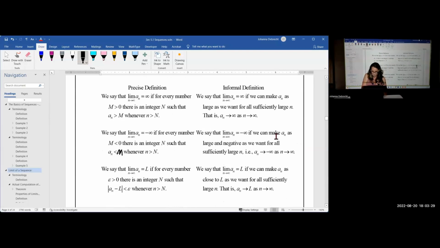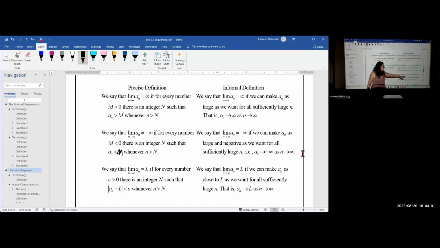Now, what about the third possibility, which is that we say that the limit of a sub n is equal to L if for every number epsilon greater than 0, there exists an integer N such that if n is greater than N, then a sub n is going to be sufficiently close to L, within epsilon, right? And this was the definition that we got from Calculus 1, our epsilon delta definition.